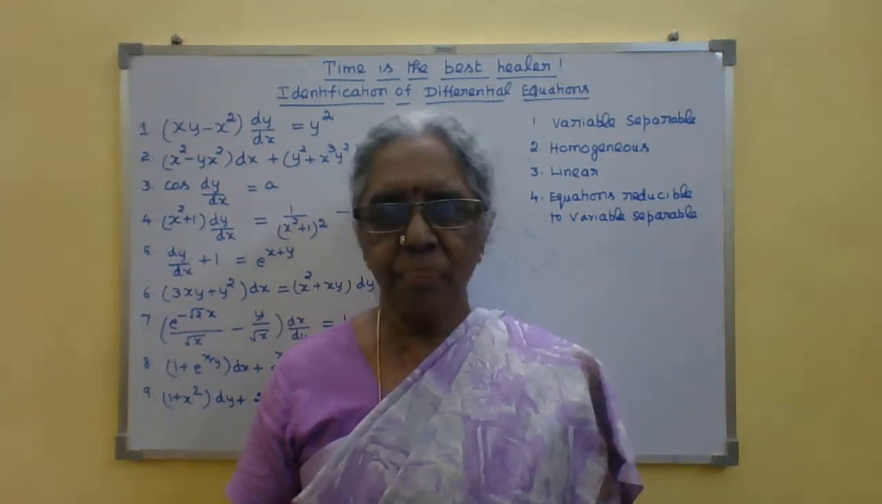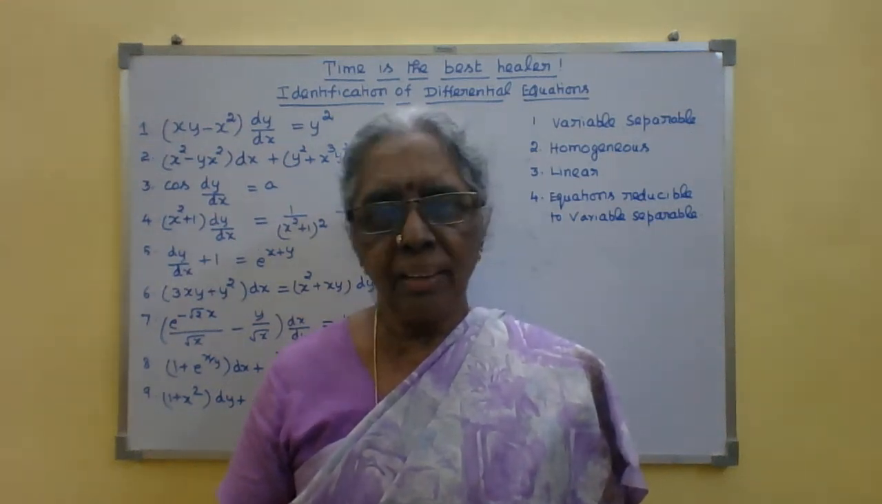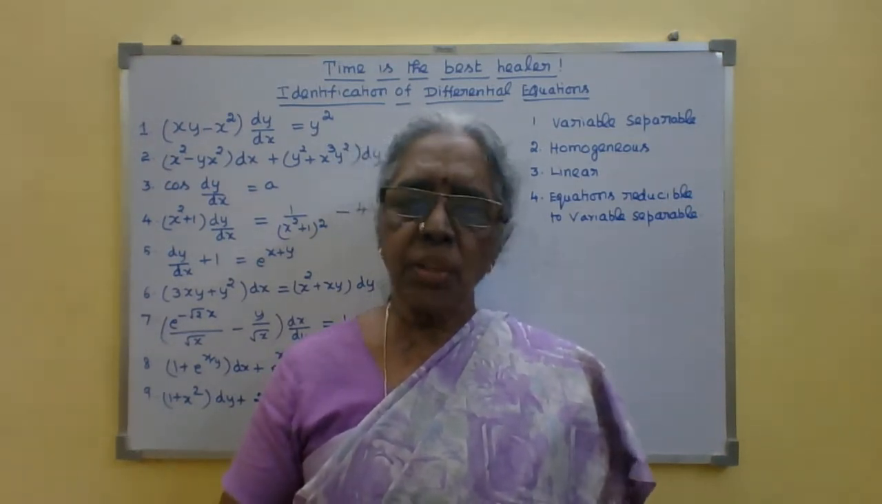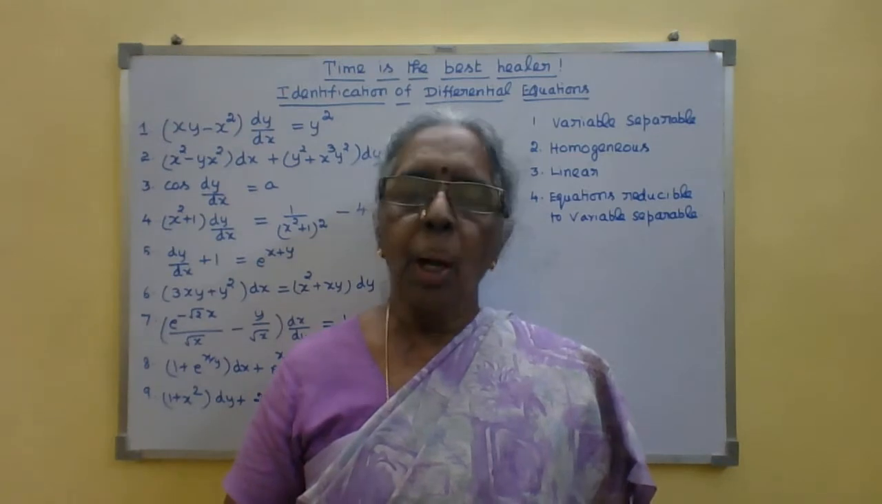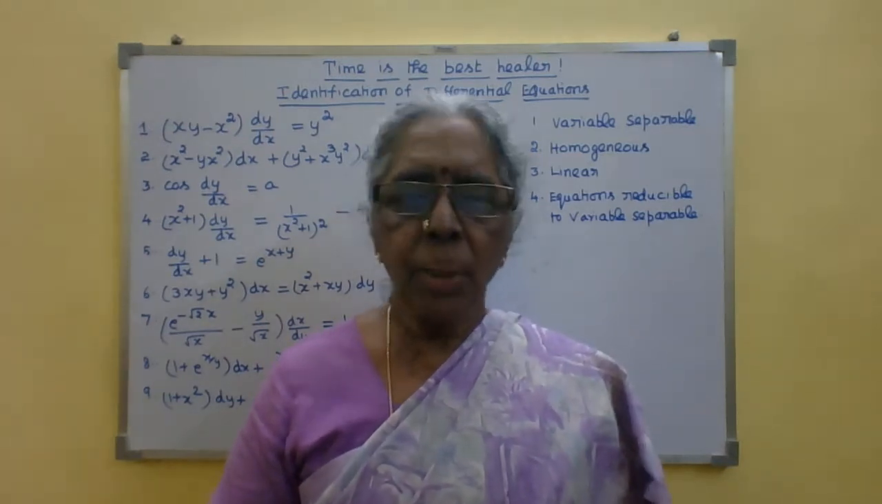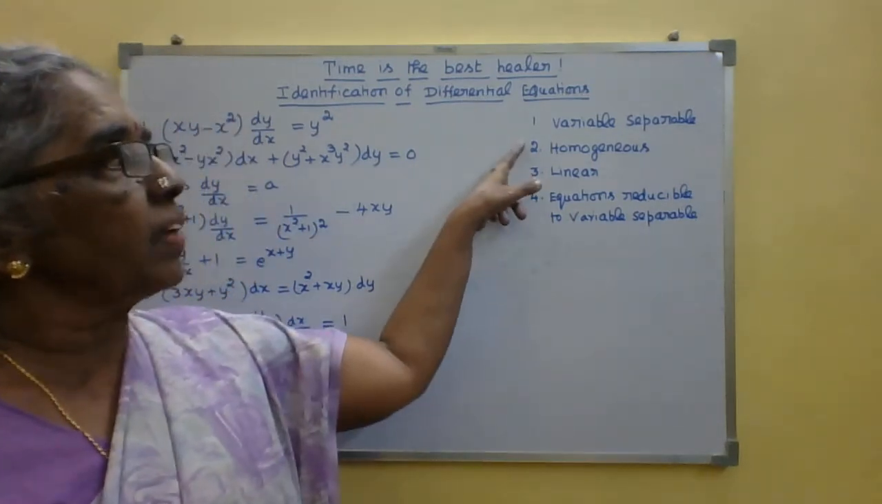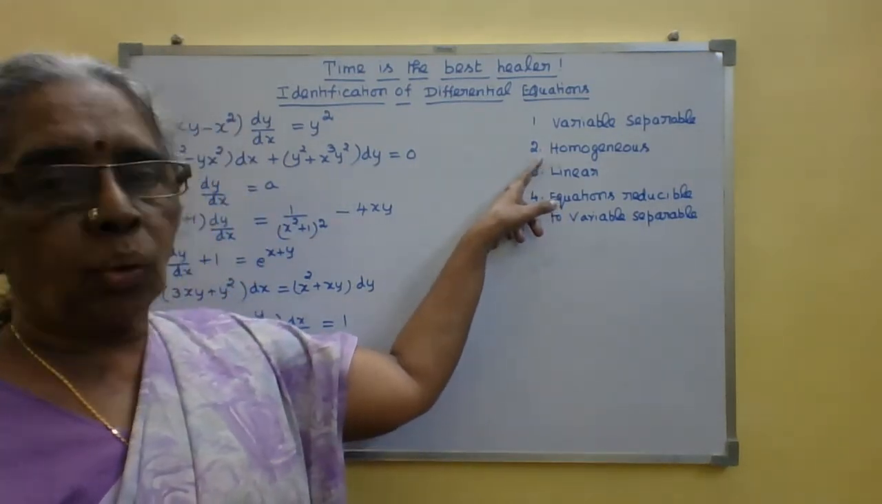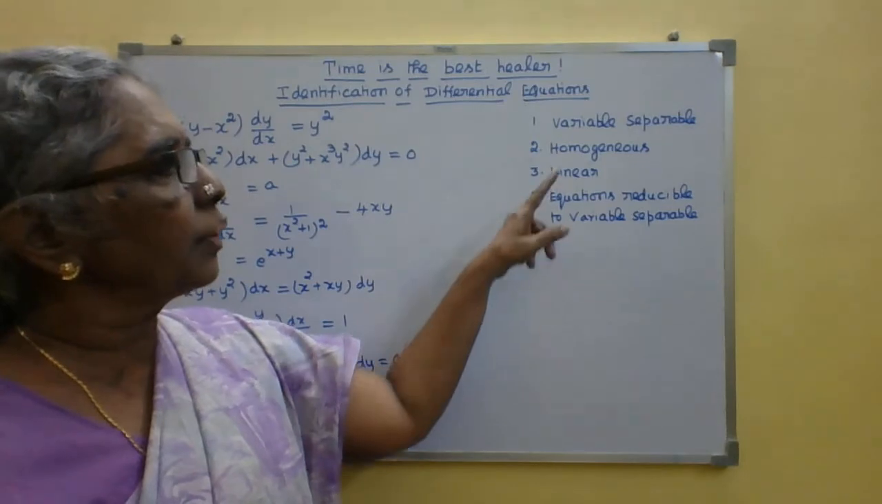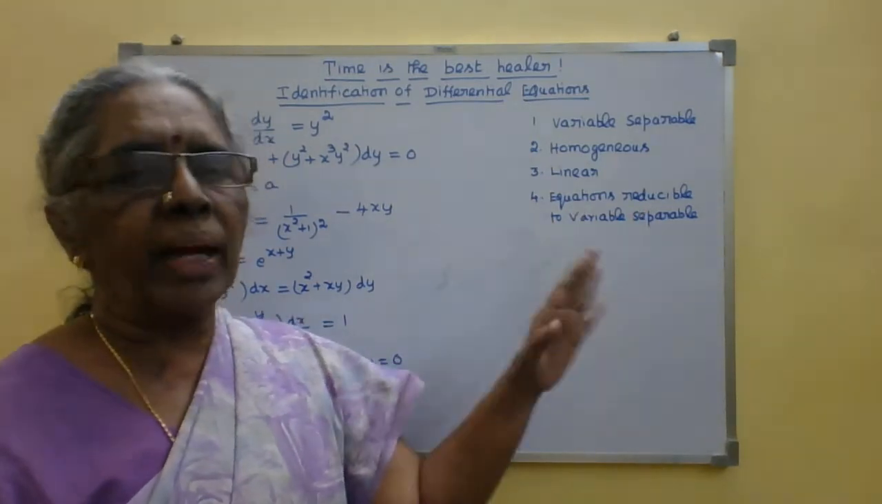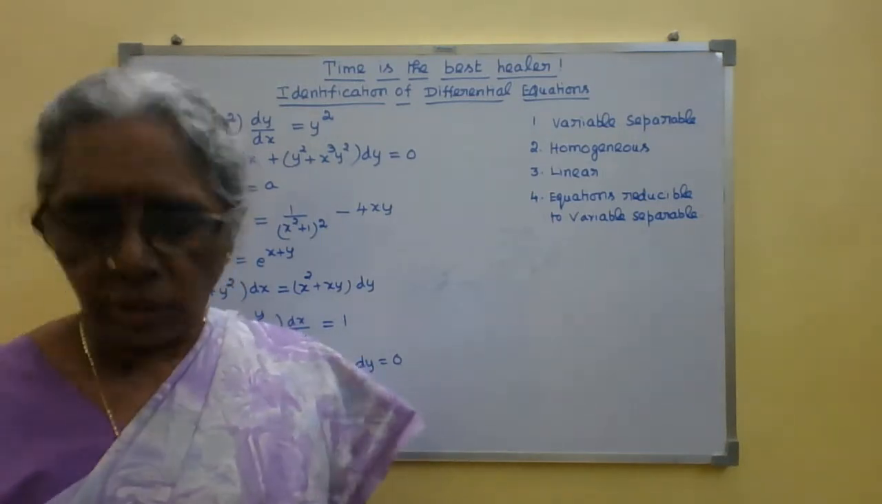Good day everyone. Today you will learn how to identify differential equations, that is, to which type it belongs. First you should know, before proceeding further, that you have studied there are four types of differential equations. First is variable separable, second homogeneous, third is linear, and fourth is equations reducible to variable separable. These are the four types you know.